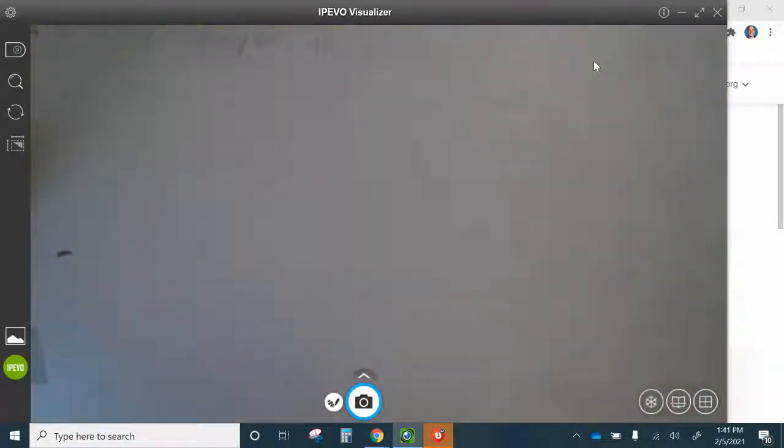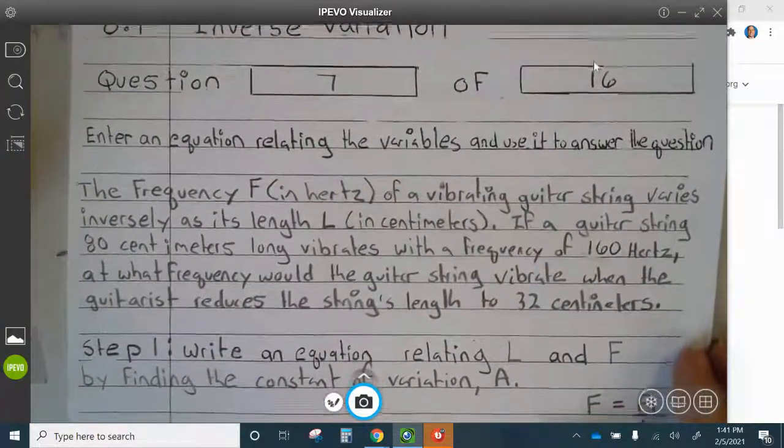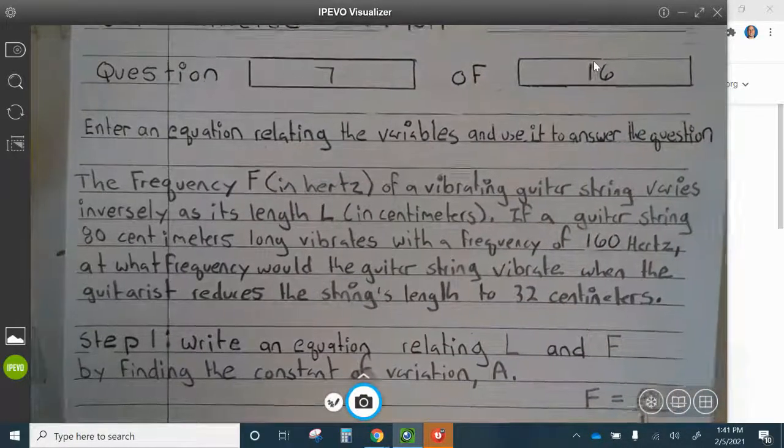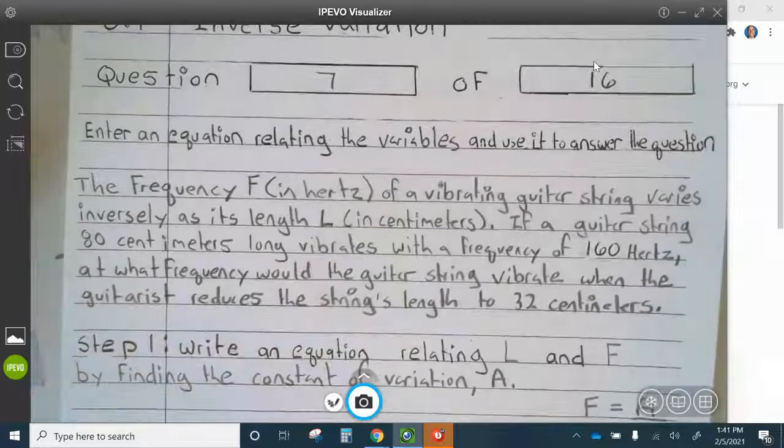All right, question 7. Okay, enter an equation relating the variables and use it to answer the question. The frequency F in hertz of a vibrating guitar string varies inversely as the length L in centimeters. If a guitar string 80 centimeters long vibrates with a frequency of 160 hertz, at what frequency will the guitar string vibrate when the guitarist reduces the string length to 32 centimeters?